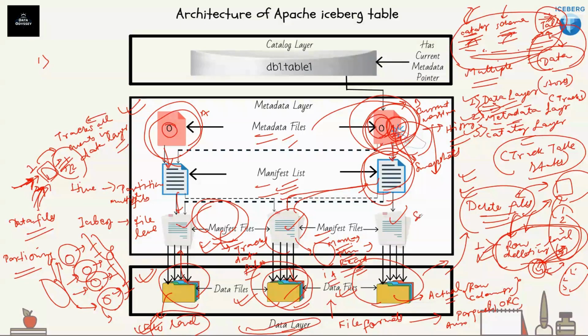So a separate manifest file is maintained for what? Delete files and data files altogether, right? Now it tracks both of them. Okay. So this is what we need to know about the manifest files.